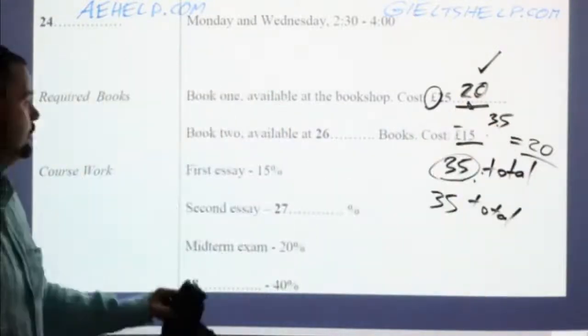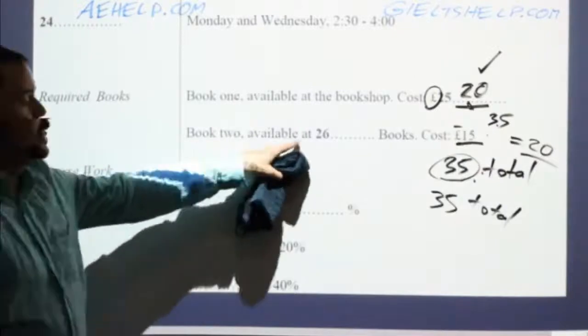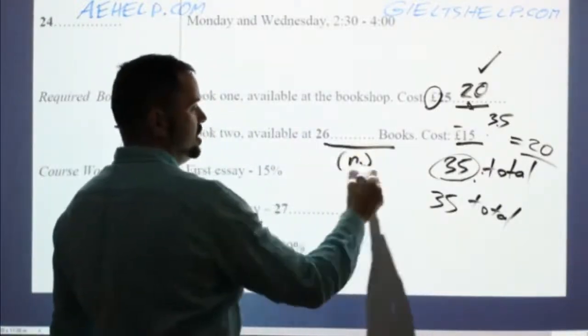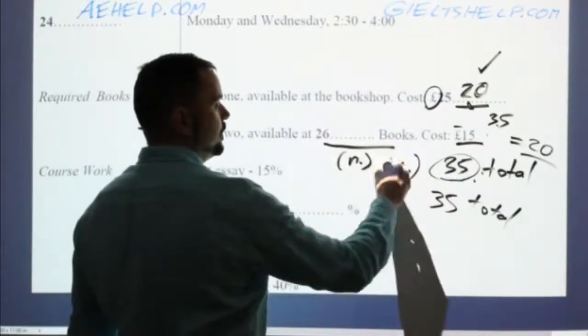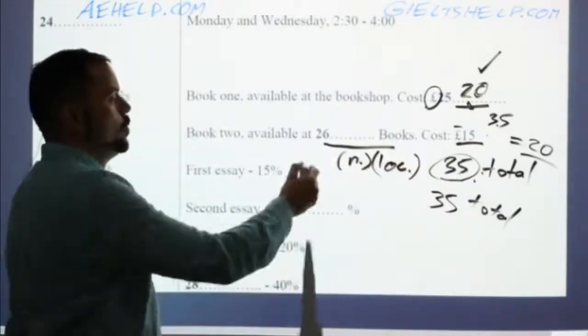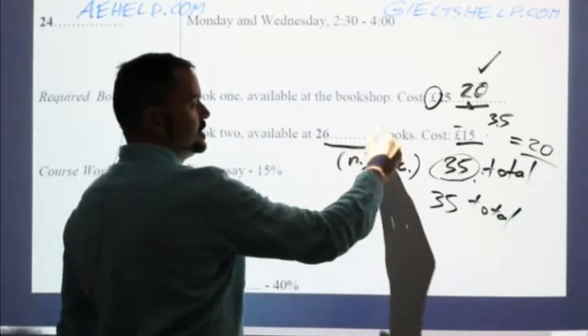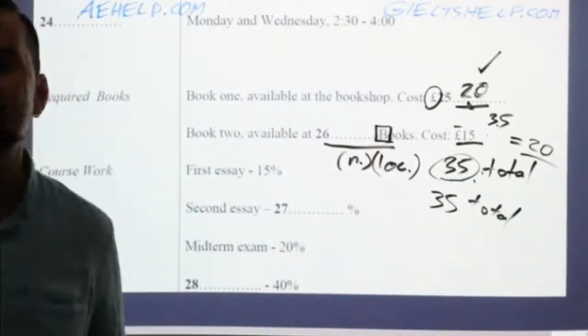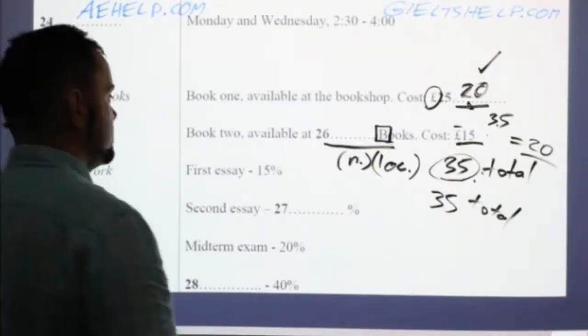Now, book 2 available at. So this is going to be a noun. It's going to be a location, okay? And it's going to be capital. Notice the big B there, right? Sammy says it's Buster's books. Yeah, Buster's books.